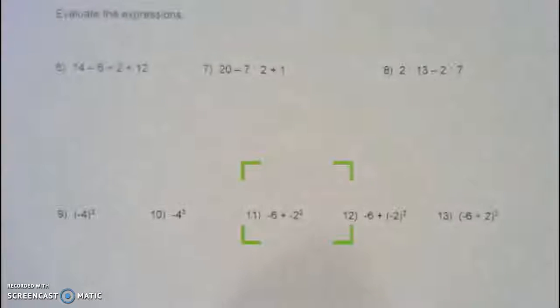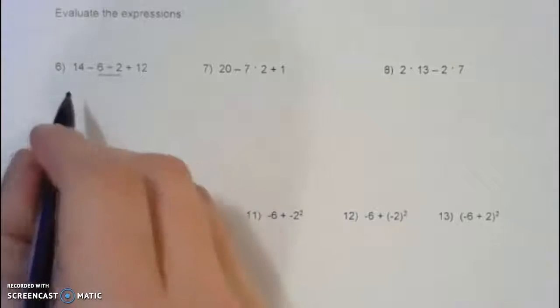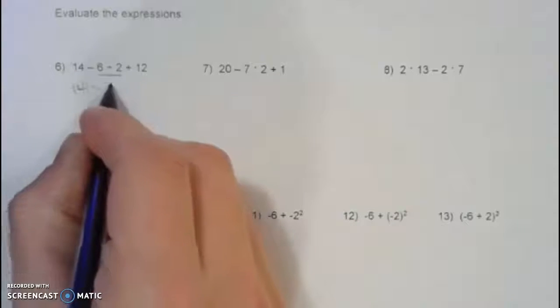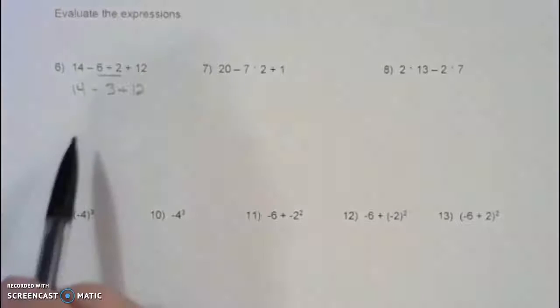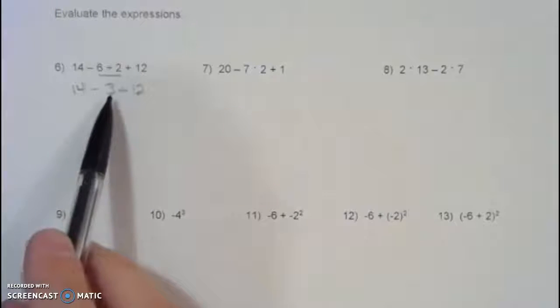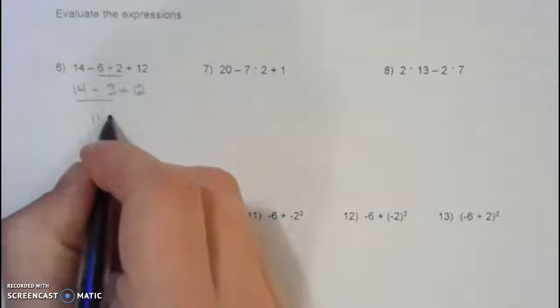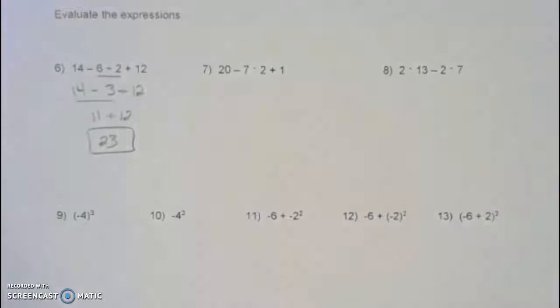I have subtraction, division, and addition. And following the order of operations from up above, I know that I'm going to have to do the division step first. So I'm going to first do 6 divided by 2, which I know is 3. I'm going to bring everything else down, 14 minus 3 plus 12. Okay, and now we're left with subtraction and addition. They're on the same level, so we go in order from left to right. 14 minus 3 is 11, and 11 plus 12 gives us a final answer of 23.